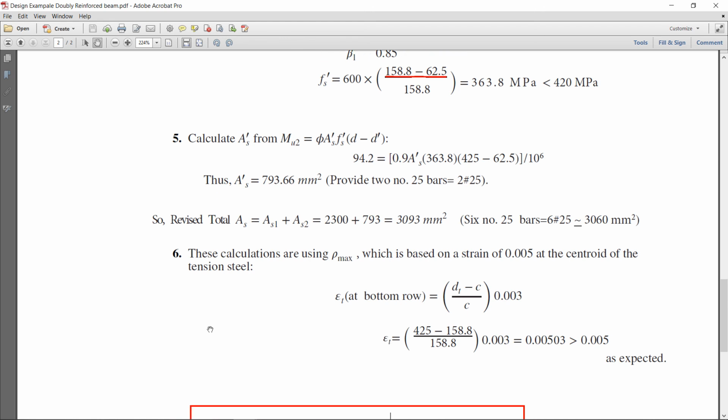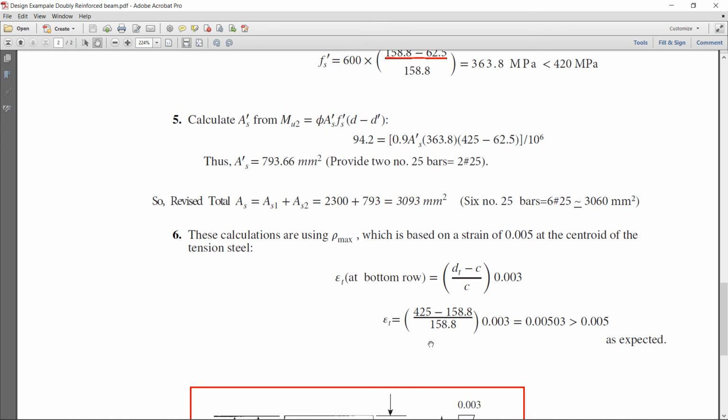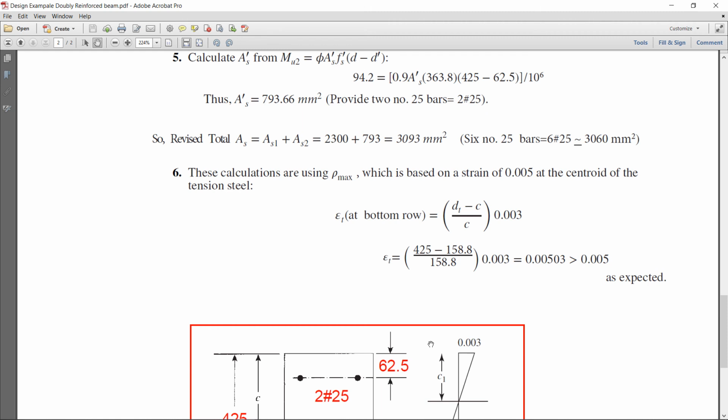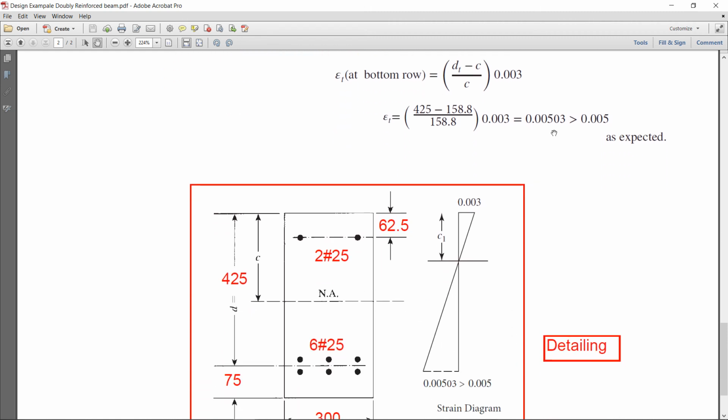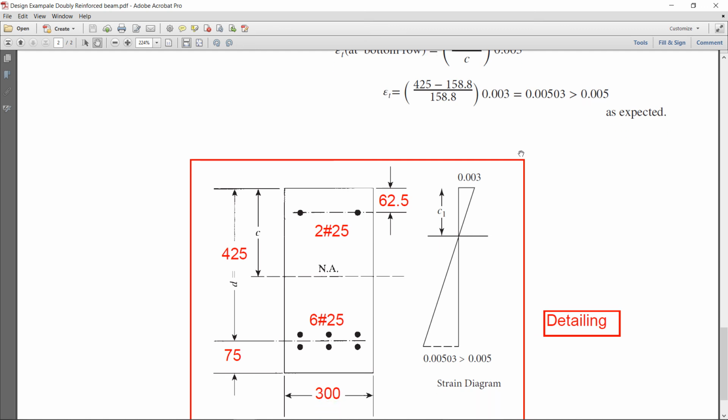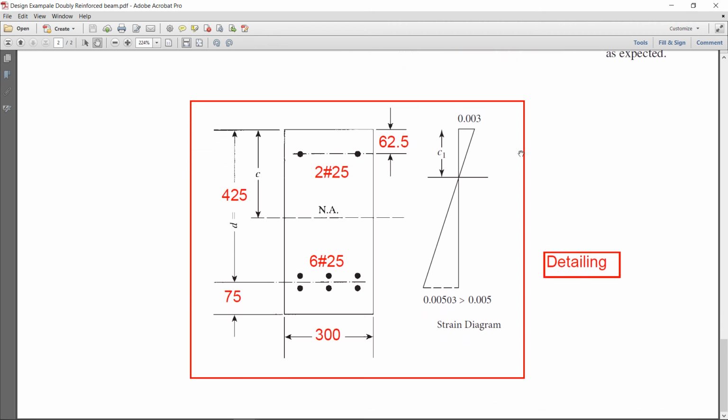Here we have used the rho max at the strain of 0.005. We have also checked that the strain in steel, in the bottom steel, is greater than 0.005 as expected, so we have used 0.9, so that is okay. So that's all for the doubly reinforced beam. Have a nice day.